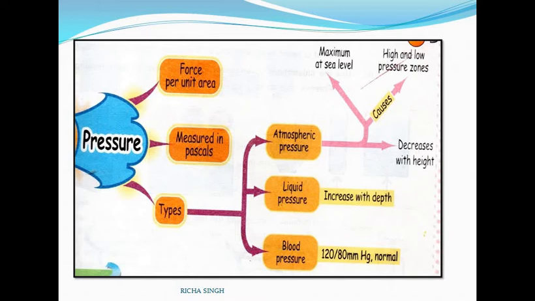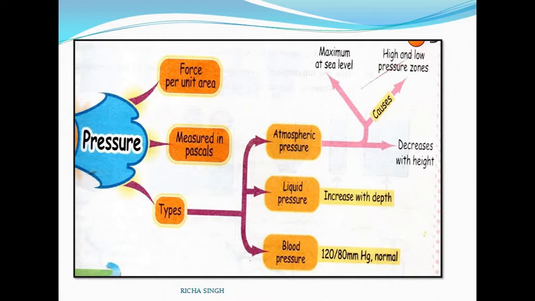Okay, and there are types of pressure you will study. Generally, in this chapter you will study pressure exerted by fluids. Fluids means liquids and gases. And you must have studied about blood pressure also, BP. The value for the pressure of blood is 120/80 mm of Hg, mercury. Okay, this is considered as normal pressure, and if it increases or decreases, then the person suffers from high blood pressure or low blood pressure.